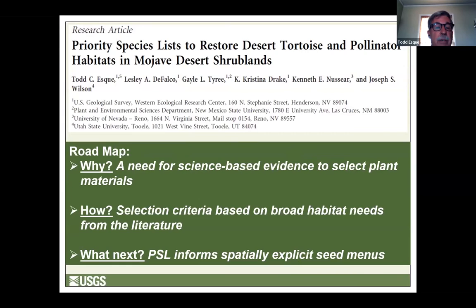The reason why we worked on this priority species list is the need for science-based evidence to select plant materials in the Mojave Desert. And we selected the criteria based on broad habitat needs from the literature, starting out with the tortoise list, and then doing a search on those plants for what their pollinators and other associated invertebrates might be. And at the end of this talk, we'll talk about how the PSL informs spatially explicit seed menus and other spatial tools that the managers can use.